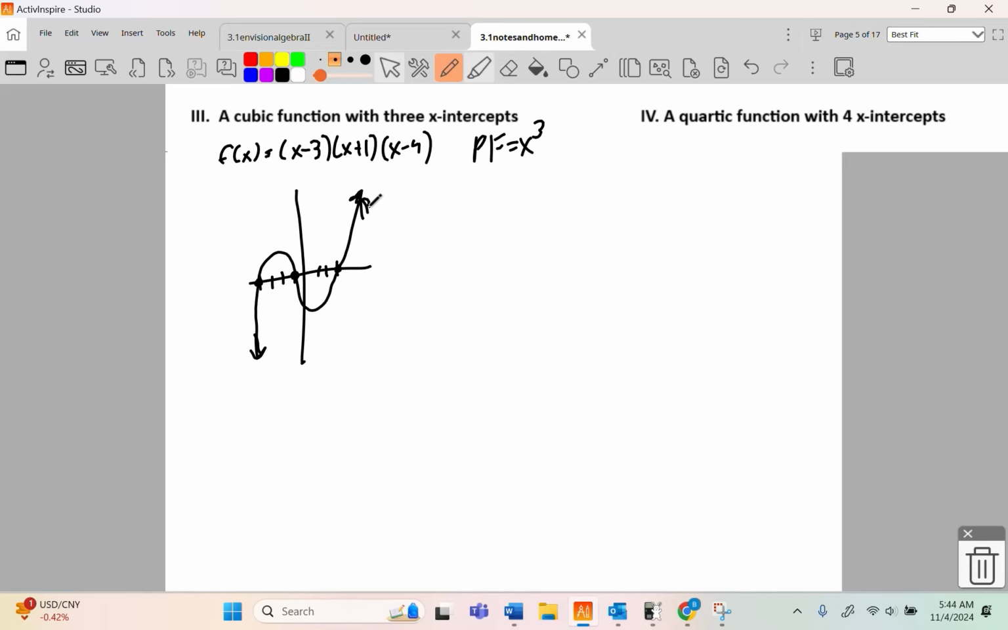A quartic function. Quartic function is a 4th degree. And I'm just going to make up something else. I'm even going to put a negative number up front. If I'm a 4th degree with 4 x-intercepts, I need 4 distinct x-intercepts.